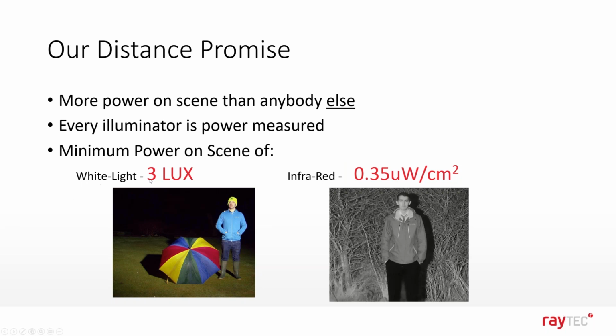Every single unit's been tested. So with white light, the maximum distances that you see are going to give you a minimum of 3 lux. As you're probably aware, the majority of cameras are going to work off 1 lux, 2 lux, and we're guaranteeing 3 lux. With infrared, it's not measured in lux, it's measured in milliwatt per centimeter squared. Just to give you a bit of context, 0.3 is going to give you a decent image, whereas we guarantee at least 0.35. It's because we would always rather over deliver. That's why we will never get a complaint about a Raytec unit not meeting the distances.